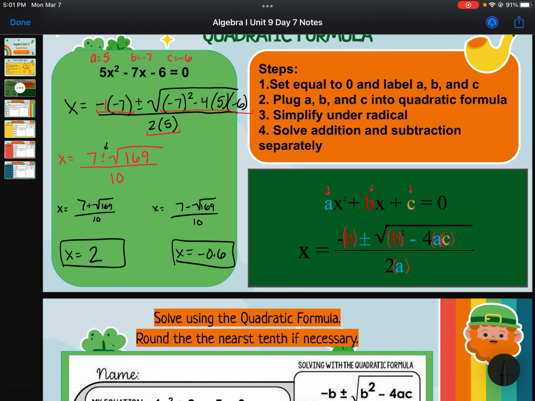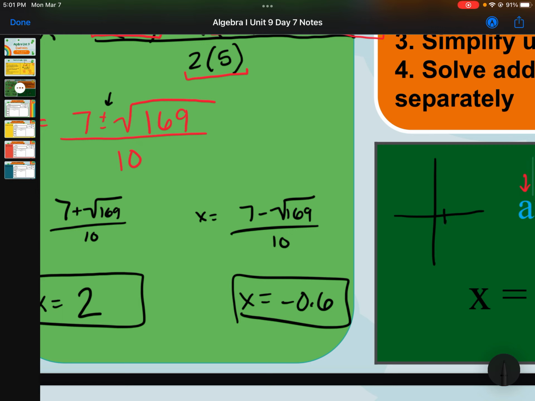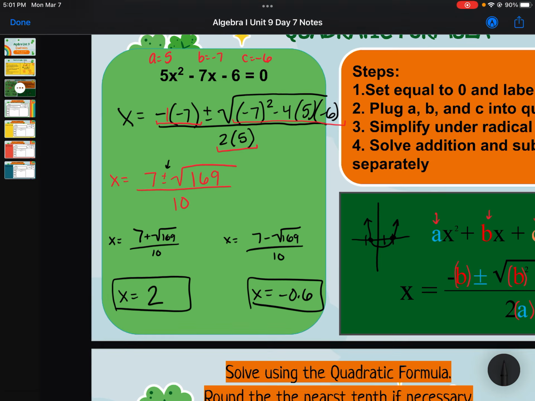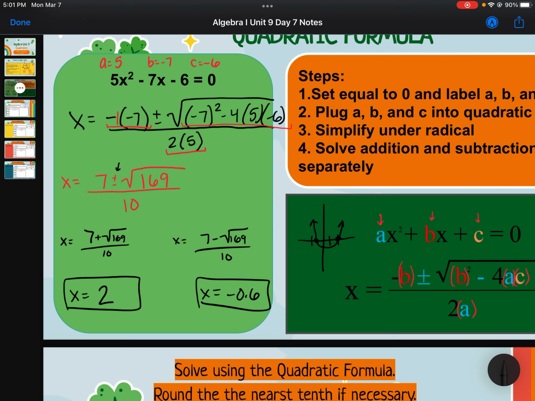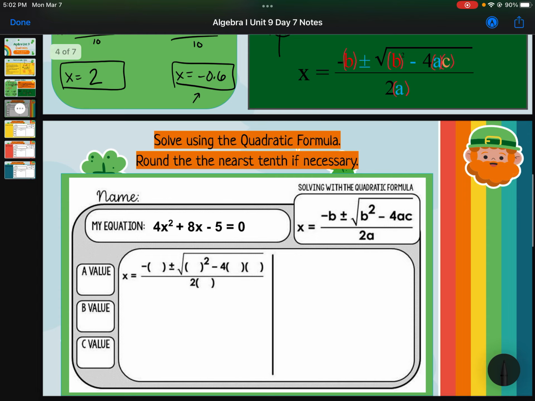Okay. So remember, those 2 answers are where our parabola crosses the x-axis at 2 and negative 0.6, so maybe something around here. So the quadratic formula comes in handy when one of our solutions is not a whole number or a rational number. So let's take a look.